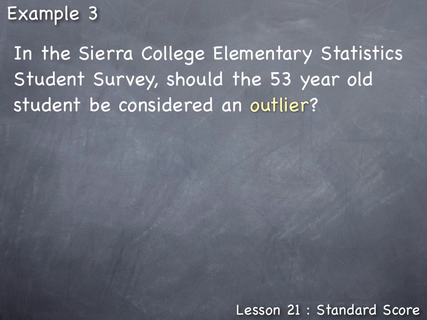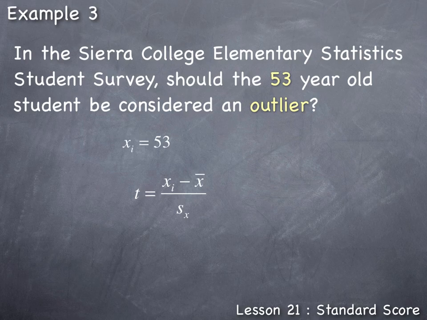The standard score formula based off of sample data is given by t, which is equal to x sub i minus x bar divided by s sub x, where x sub i is the particular data value we're calculating the standard score for. In this question, we're trying to find the standard score for the 53-year-old student. So we will plug in the value of 53 for x sub i in this formula.